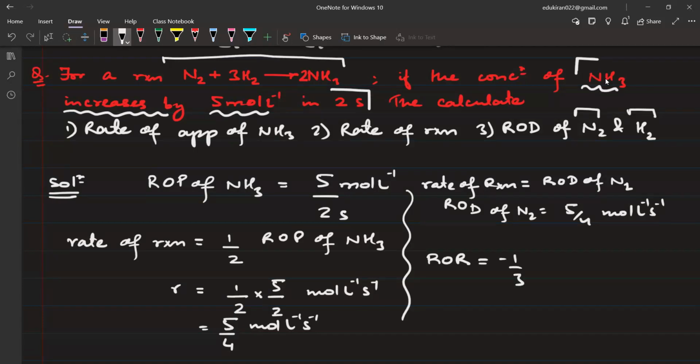Minus 1/3 whole bracket delta H2 by delta T, sir. And what is the rate of disappearance of H2 here? In this term, what is the rate of disappearance of H2? 1/3.